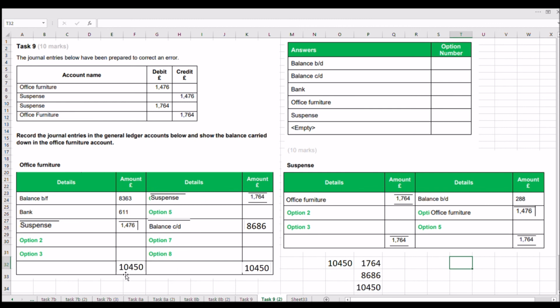Total up the columns, so 10,450, and then this is 1764. So the carry down must be 8686 in there to make these two totals at the bottom equal to one another. And that's really just the answer. But 10 marks, it's not really worth 10 marks at all, really, is it? But it's a way to quickly get time and marks in the exam.